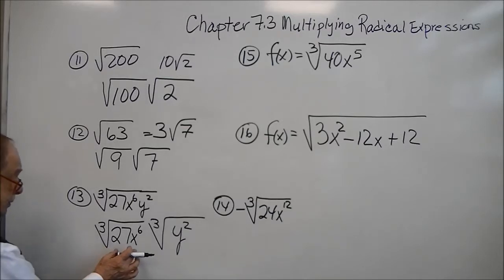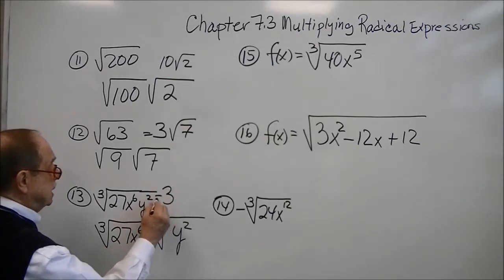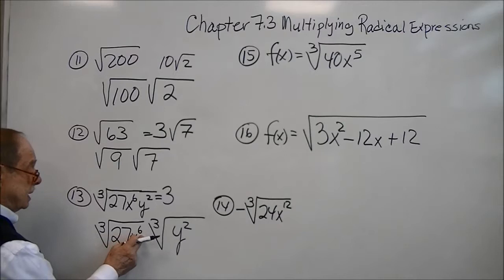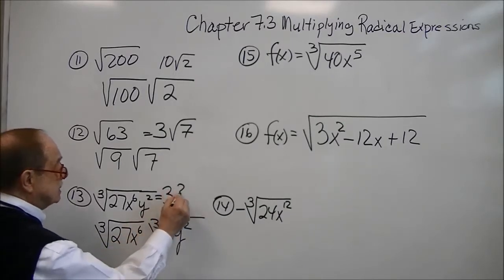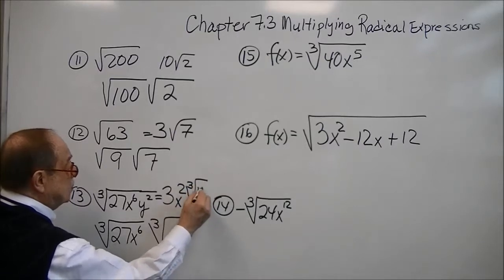So now you take the cube root of this, which is 3. Cube root of 27 is 3. We're going to divide the x to the 6th by 3. This gives us x to the 2nd. And then the third root of y squared.